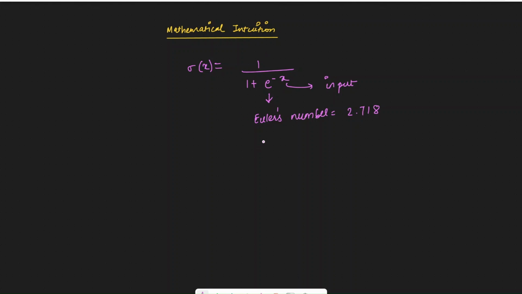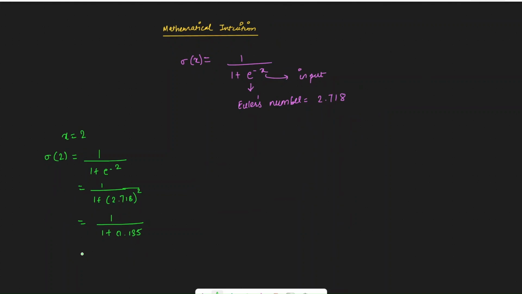Now let us try to take some values of x and plug those in here. So first I'm going to take x is equal to 2. So when x is equal to 2, sigma of 2 will be equal to 1 upon 1 plus e to the power minus 2. That will be equal to 1 upon 1 plus 2.718, that's the value of e to the power 2. I've already done the calculation, so this comes out to be 0.135. So this comes out to 1 upon 1.135, that is equal to 0.88, which is close to 1.